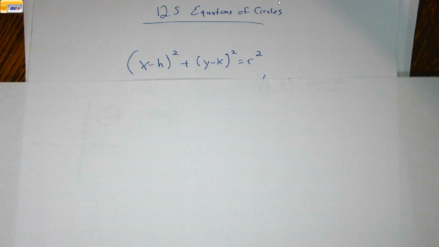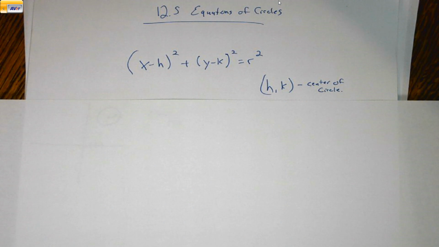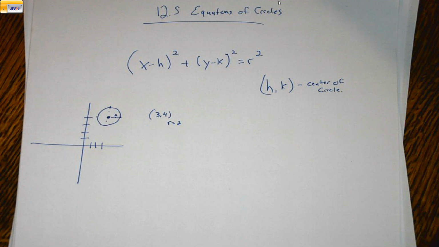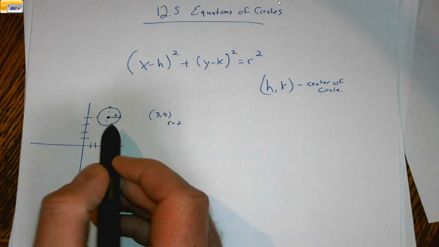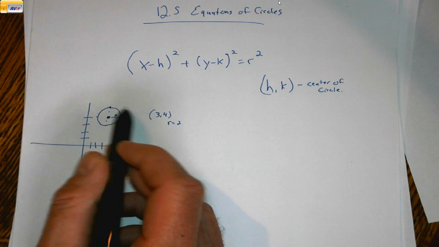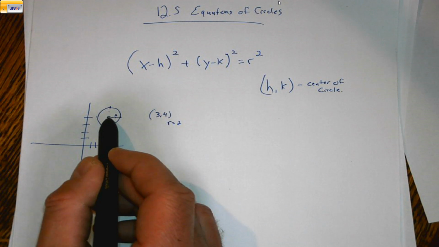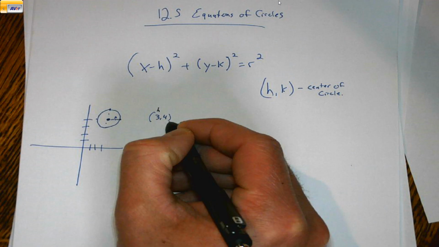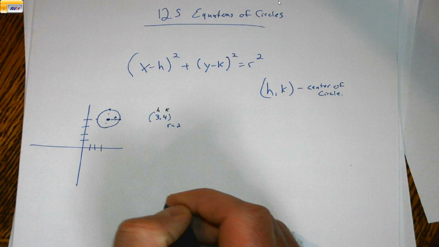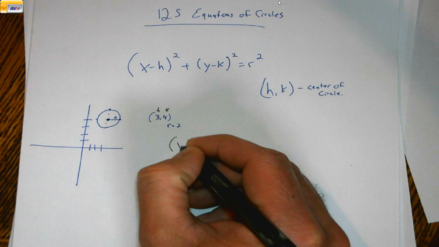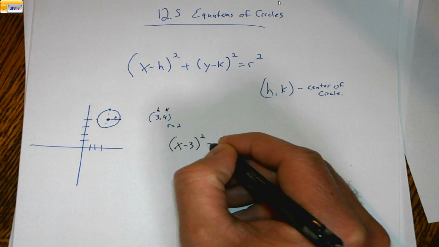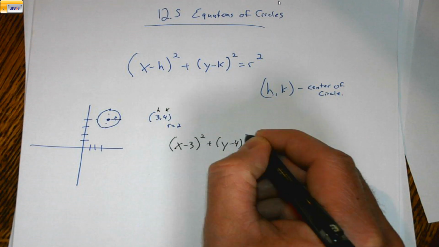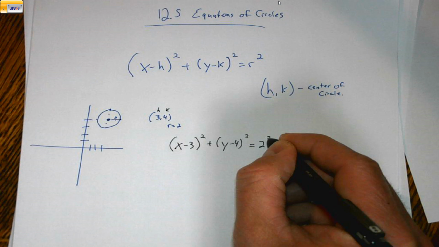What all this means is that the h and k values are the center of the circle, and the r is obviously going to be the radius. A real easy example of what this looks like: if I have an ordered pair of (3, 4) and a radius of 2, I plotted a rough idea of where (3, 4) would be. It's in the first quadrant. A radius of 2 just means it goes out 2, up 2, left 2, and down 2. This 3 goes with the h, and this 4 goes with the k. So when you write it out as an equation, it looks like this: (x minus 3) squared plus (y minus 4) squared is 2 squared, which equals 4.